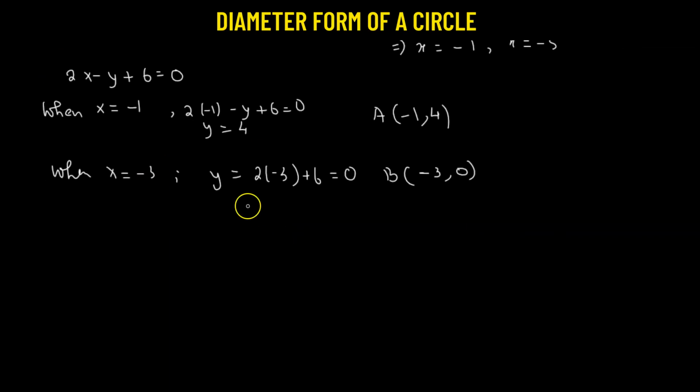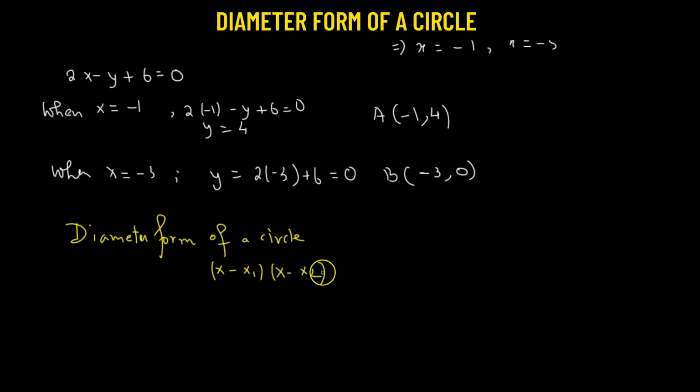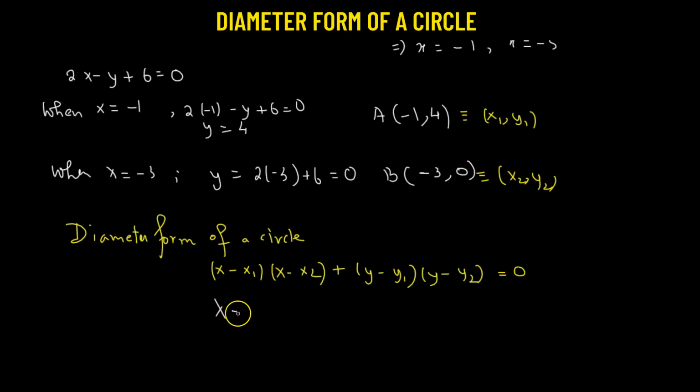We can use the diameter form of the circle. So the diameter form is given by (x minus x1) times (x minus x2) added to (y minus y1) times (y minus y2) equals 0. So here we can assume that A is equivalent to x1 comma y1 and B is equivalent to x2 comma y2, which now gives us x minus x1. So x1 is negative 1, so we have x plus 1 multiplied by x minus x2, so that's going to be x plus 3, plus y minus y1, so y1 is 4, and y minus y2 is y minus 0.